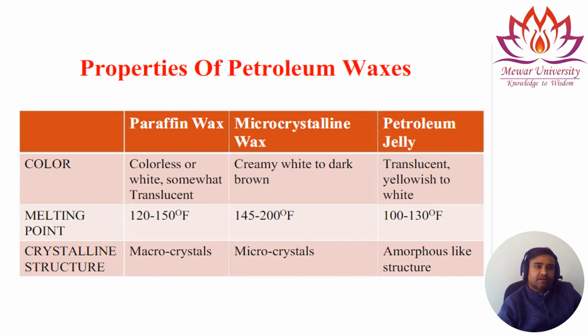The melting point of paraffin wax is 120 to 150 degrees Fahrenheit, and microcrystalline wax has a melting point of 145 to 200 degrees Fahrenheit. Petroleum jelly has a melting point of around 100 to 130 degrees Fahrenheit. Next we have crystalline structure. Paraffin waxes are macrocrystalline, meaning the crystals are a little bit larger, and microcrystalline waxes have microcrystals, very small crystals. Petroleum jelly has an amorphous structure.